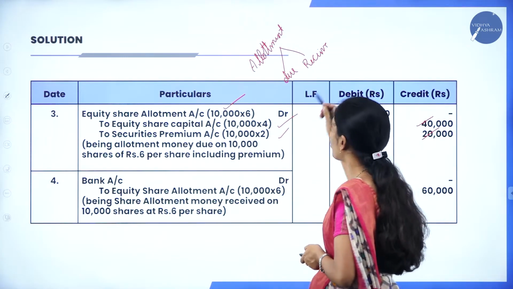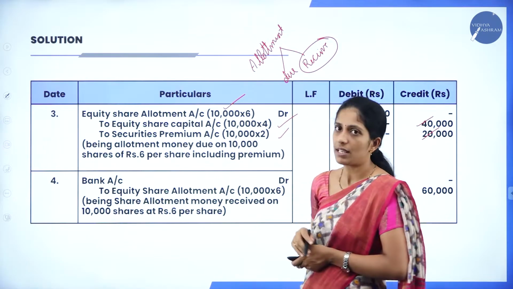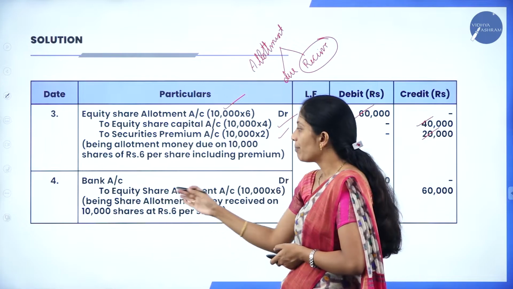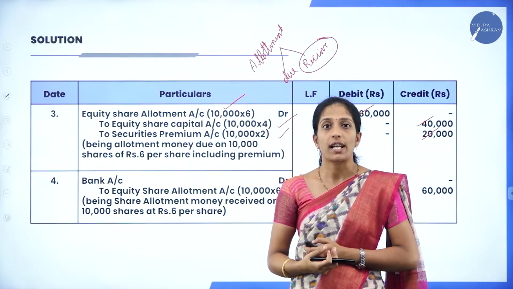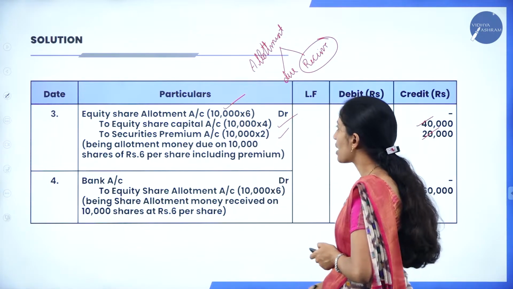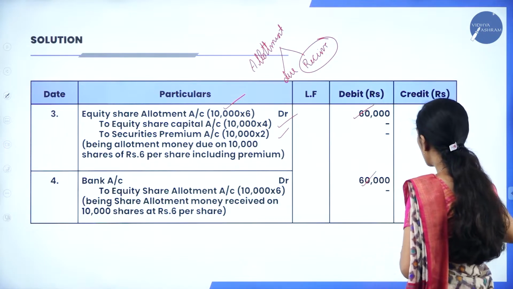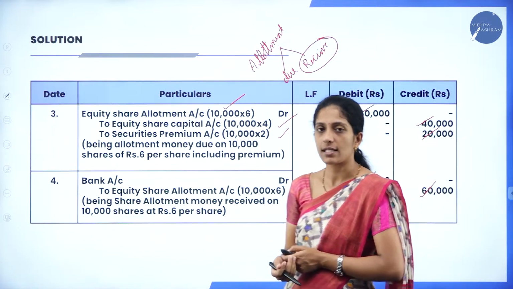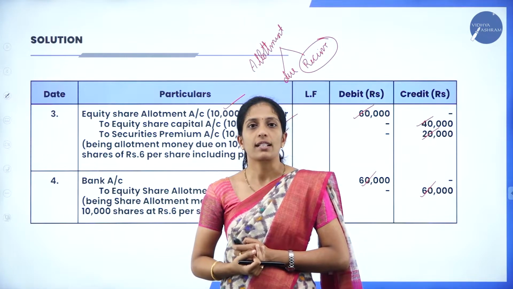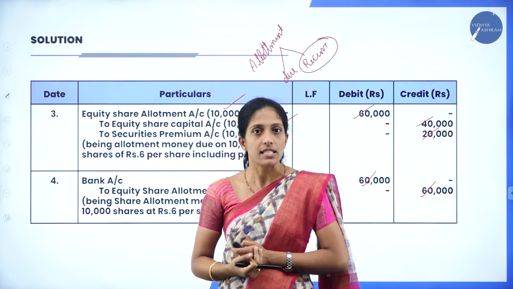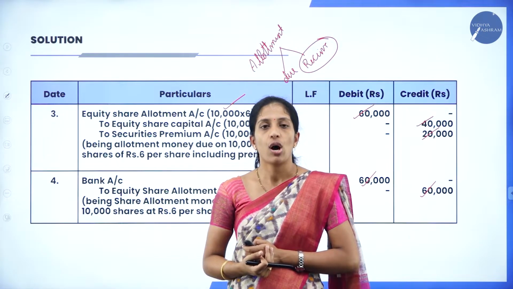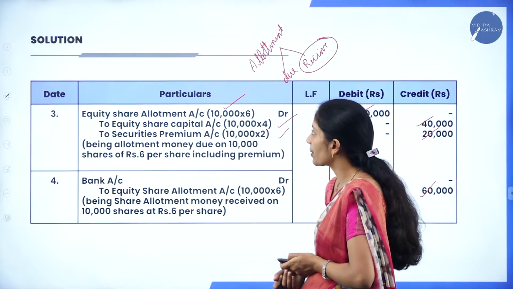Next entry is for what? Receiving of allotment money. So what is the entry? Bank account debit to equity share allotment account. How much have they received? They have received in full including premium, that is 60,000. How can you write the narration? Being allotment money received on 10,000 shares of rupees 6 each.